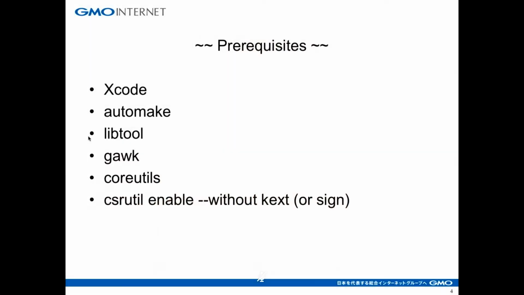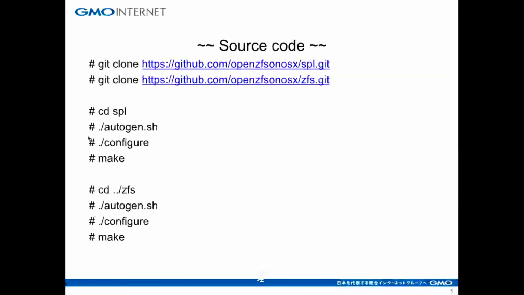You'll have to get 2 repositories. SPL, Solaris Porting Layer. Brian, which one is it? Layer, yeah, good. And ZFS itself. If you place them next to each other on the same level, then you don't have to specify any paths to configure. And then like most open source projects, run the autogen to do the autoconf stuff, and then run configure, and then make, and do the same again for ZFS. And I'm actually going to do that right now.